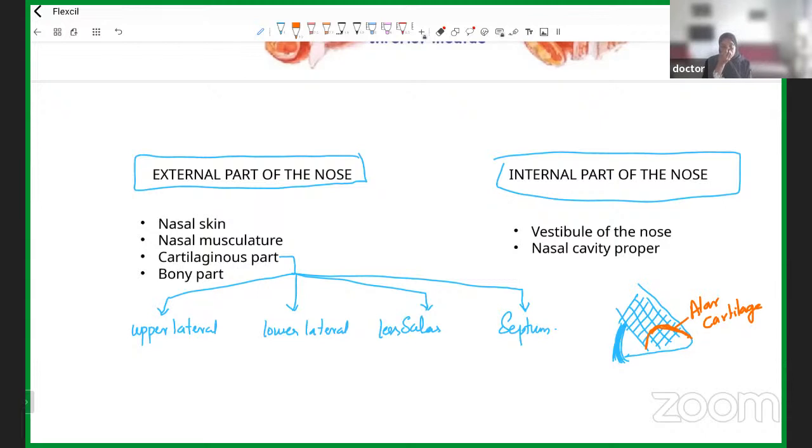All right. So you have lateral cartilage, that's the whole. And then you have lesser alar cartilage, that's this part. And then you have alar cartilage right on the tip. And then you have septal cartilage, that's the base. This part is the septal cartilage.